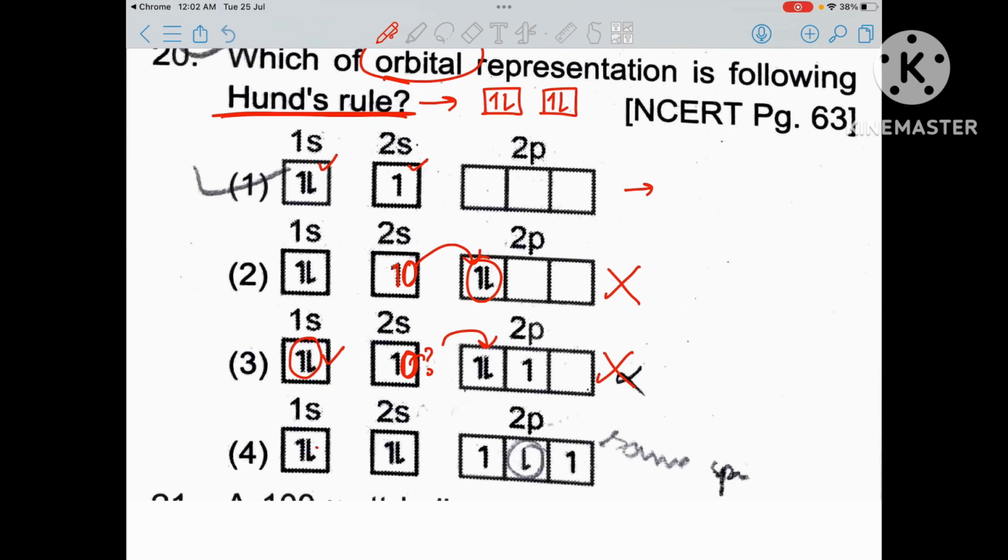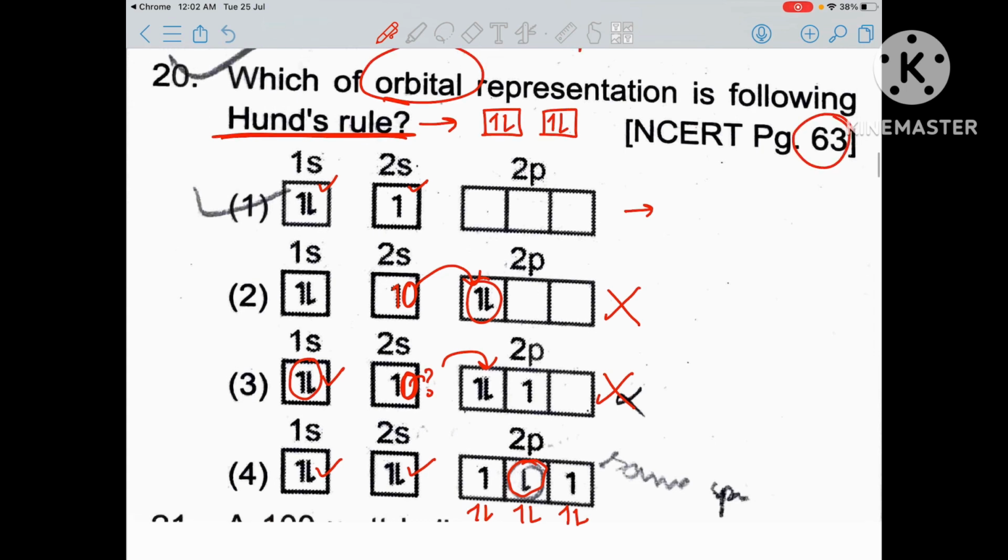Here, see, here is filled, okay. Here, the electrons will be filled with the same spin, and after that, pairing will take place like this. I have told you this is very important. This is from NCERT page number 60. So the answer is the first option.